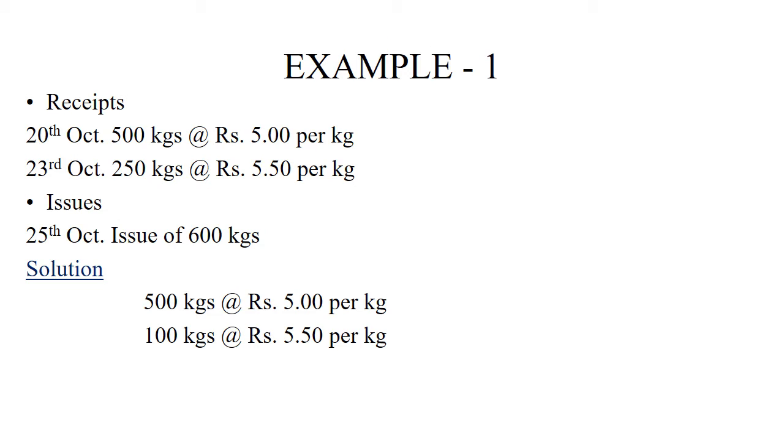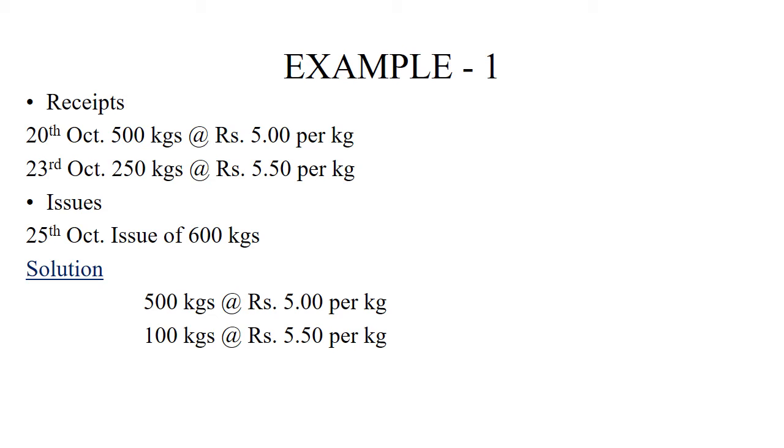Now we will look into a question where we will solve the problem with the FIFO method. Here the question says there are two receipts. One was received on 20th October, that is 500 kilograms at rupees 5 per kilogram, and on 23rd October 250 kilograms at rupees 5.5 per kilogram. And on 25th October, the store decides to issue 600 kilograms. Now, how do they issue the 600 kilograms in the FIFO method is our question.